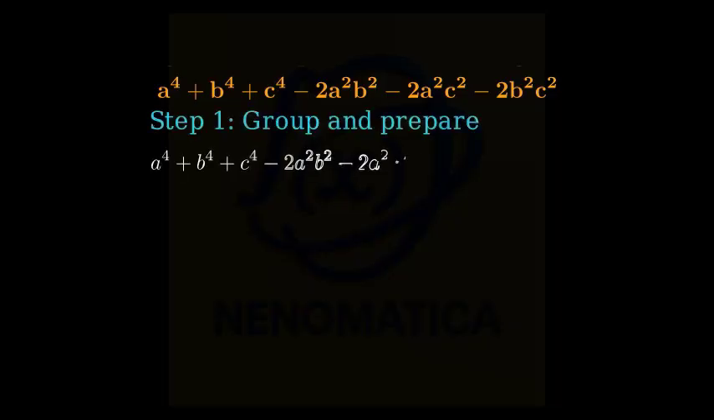Answer. Our problem is a to the fourth plus b to the fourth plus c to the fourth minus 2a squared b squared minus 2a squared c squared minus 2b squared c squared. Step 1. Group and prepare. We rewrite by adding and subtracting 2b squared c squared, so we do not change the value. This sets us up to recognize a perfect square later.